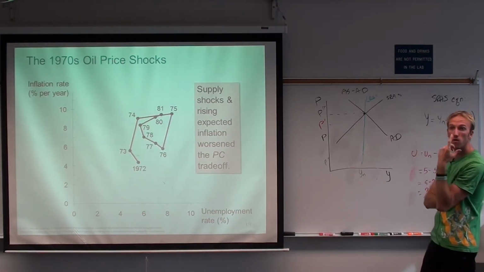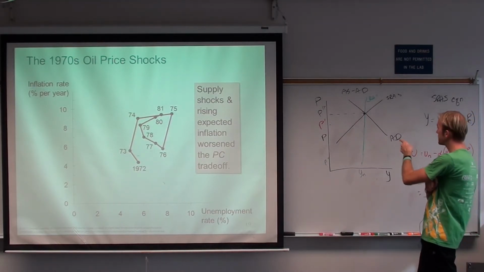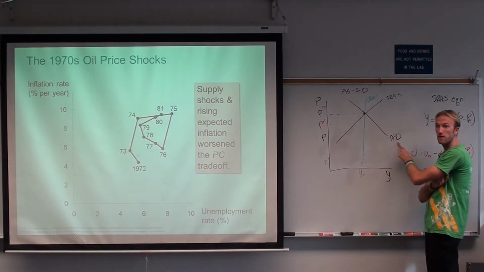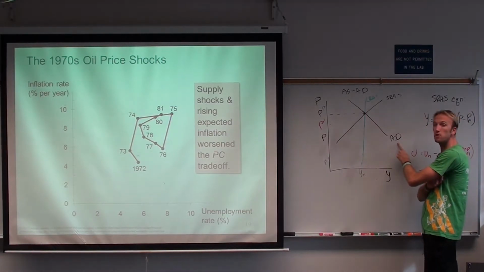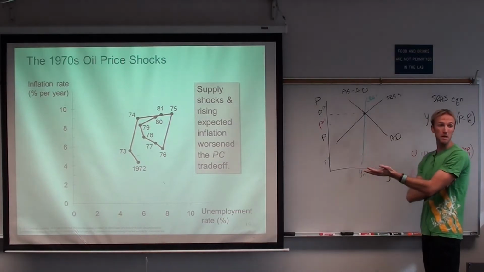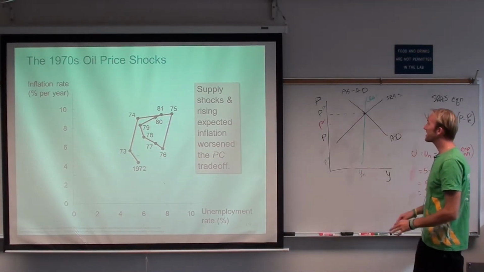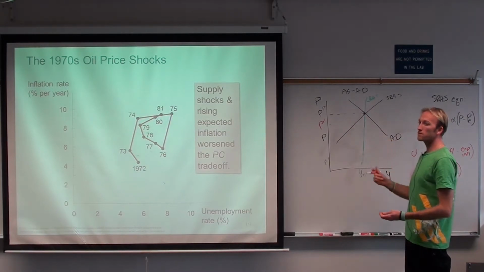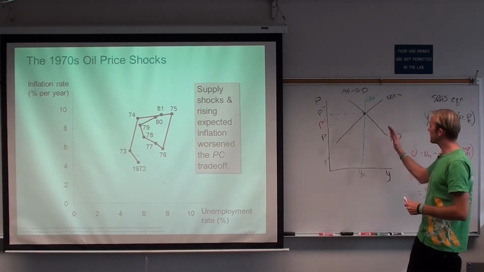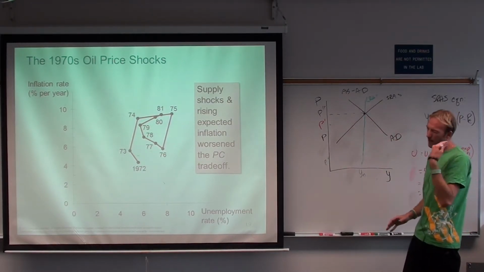What can the Fed control? The AD curve, right? And so which direction do they need to move the AD curve? To the left. To the left. Oh, this is a big problem. Because let's pretend that we're the Fed and we're going to reduce the AD curve, move it to the left. How does it do that?